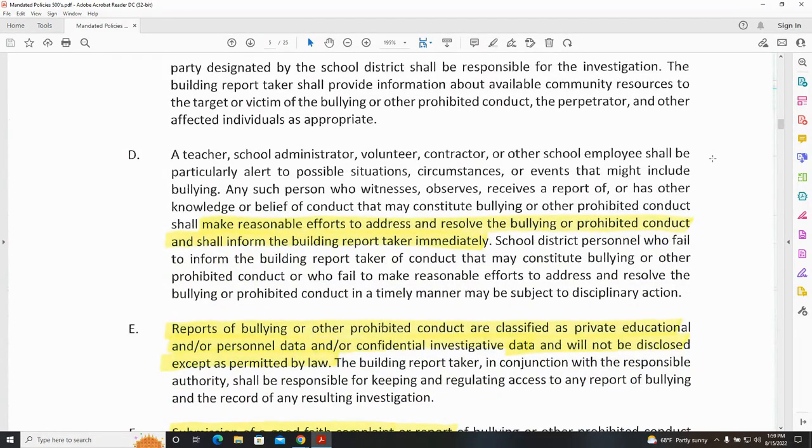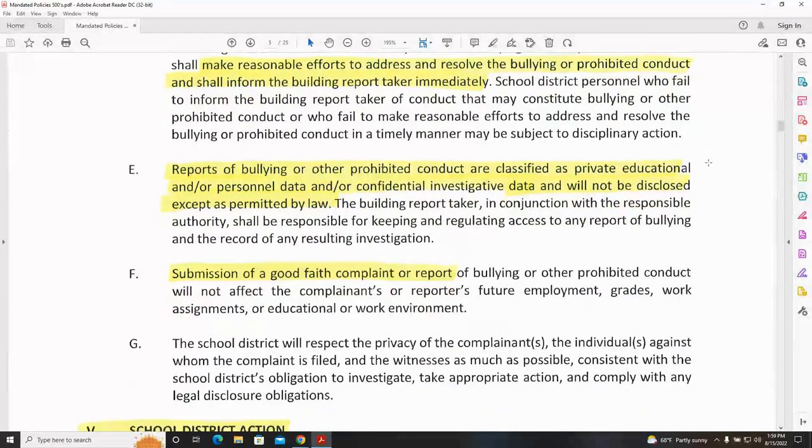Again, make reasonable efforts to address and resolve the bullying or prohibited conduct as long as it does not put your own safety in jeopardy, and then make that report. Reports of bullying and prohibited conduct are considered classified information. It's private educational data. Oftentimes, we'll work with both parties, and as long as we have an understanding there, we'll communicate back and forth. But in the strictest sense, reports of bullying and the investigation are considered confidential.